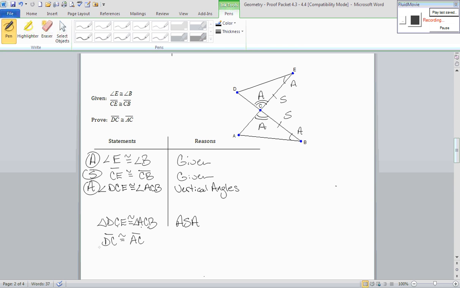So those are corresponding sides, and because we proved these triangles are congruent, by the reason CPCTC, so are those sides. Remember, CPCTC stands for all of the remaining corresponding parts in congruent triangles are congruent. You could also put definition of congruency there, and I would accept that as well. So that's how you complete this particular proof.